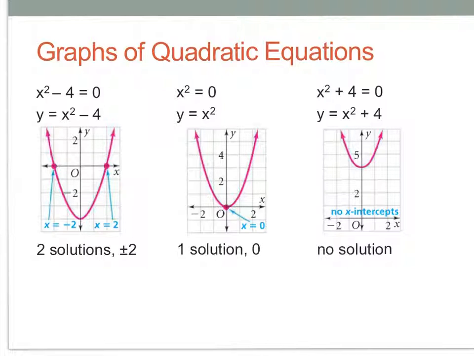In the second one, x squared equals 0, which is the same as the function y equals x squared, there's only one solution at 0. And then x squared plus 4 equals 0, or y equals x squared plus 4, there are no x-intercepts, and for our purposes right now, we have no solution.